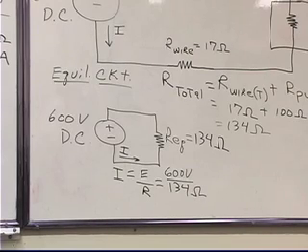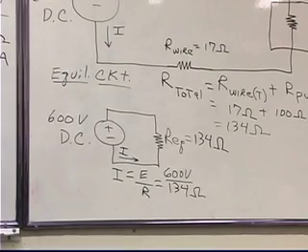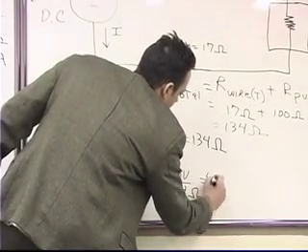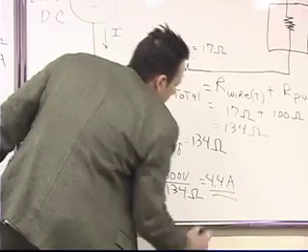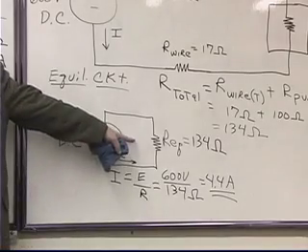Try that again. 600 divided by 134. 4.48. Am I getting consensus on 4.4 amps? Okay. So that's the current that's flowing in this equivalent circuit.